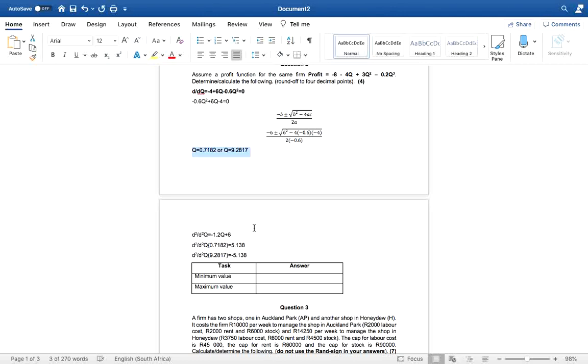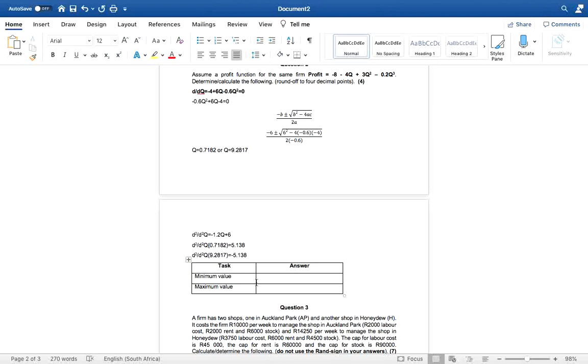So now to check which one is the maximum or the minimum value, you need to get the second derivative. So you use the second derivative to test your values there. Our second derivative is going to be minus 1.2q plus 6. That's our second derivative. And then we're going to plug in 0.7182 into our second derivative and see what values we get. When we plug it in, we get 5.138, which is positive. So that will mean this is our minimum value. And then when we plug in 9.2817 into the second derivative, we get minus 5.138, which means that it is our maximum value.